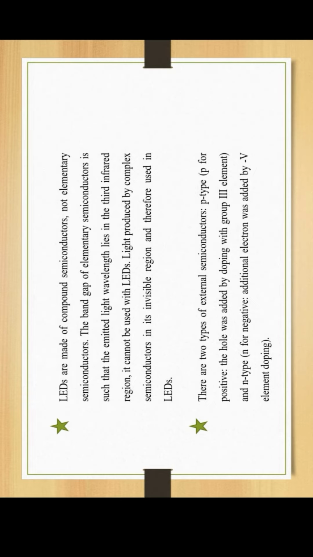There are two types of extrinsic semiconductors. P-type, P for positive, where holes are added by doping with a group 3 element, and N-type, N for negative, where additional electrons are added by group 5 element doping.